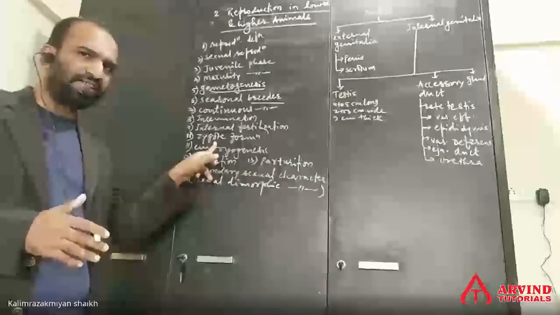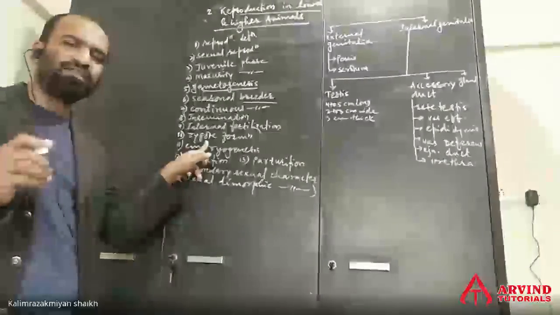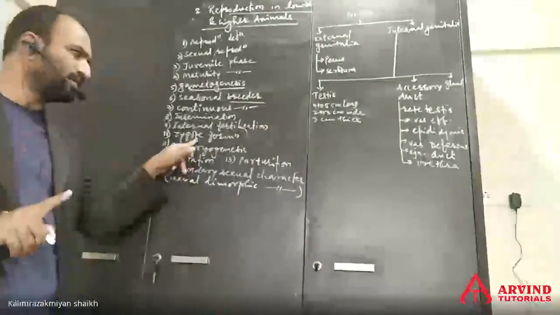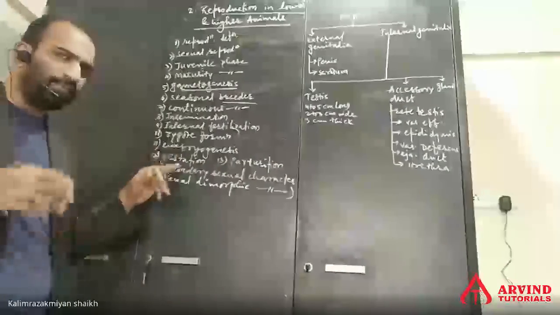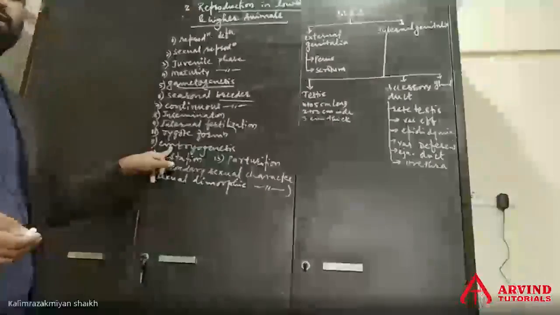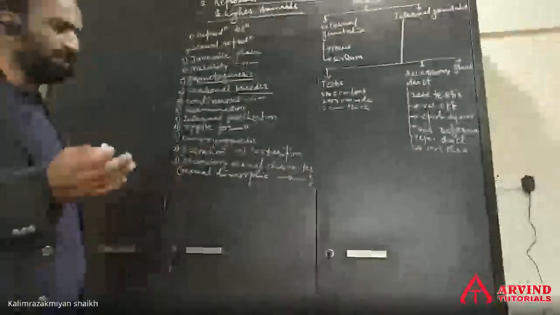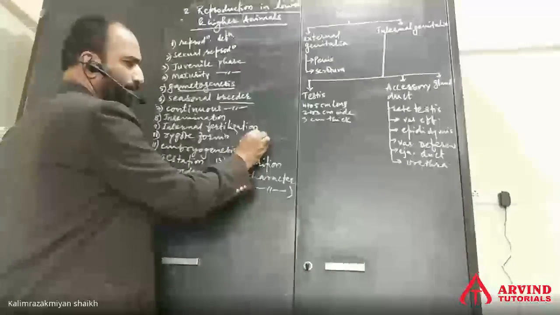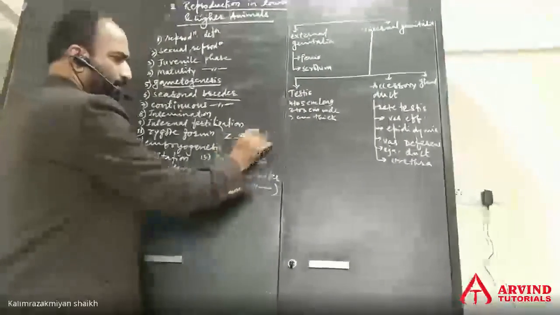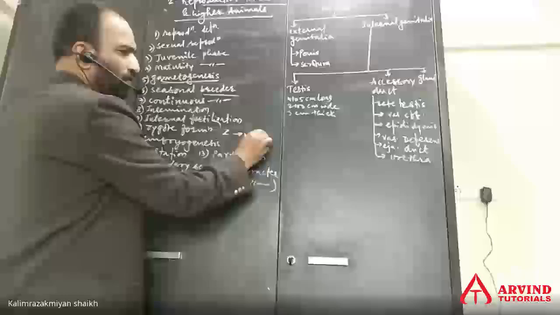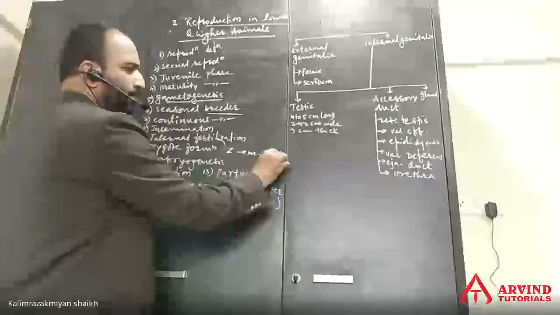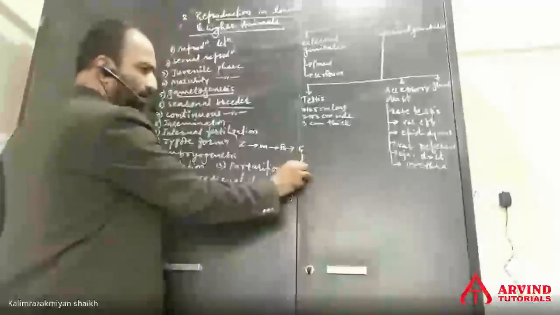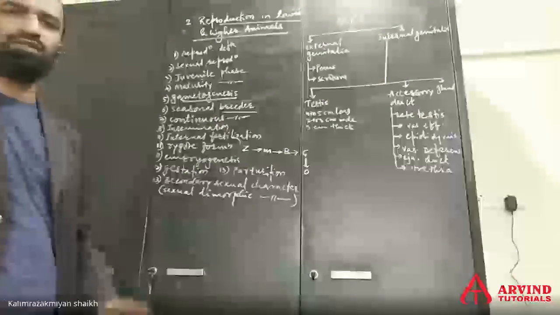Now after fertilization, the zygote is formed. The zygote is the first cell of our life, the first cell of the embryo. The zygote forms the embryo, and this process is called embryogenesis. How does embryogenesis take place? The zygote forms the morula, the morula forms the blastula, the blastula forms the gastrula, and the gastrula forms organs. This is called organogenesis.